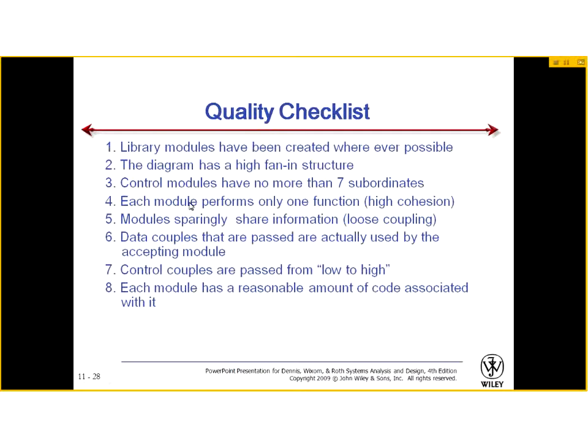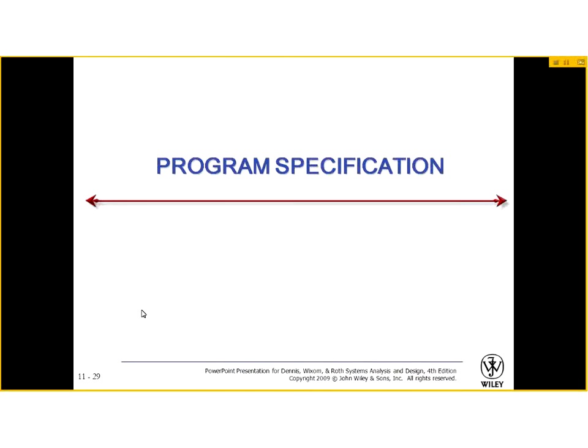Like each module, suppose if you look at number 4, each module performs only one function. It means high cohesion. So we should not keep multiple functions in one module. The functional components should be separated. The control components are passed from low to high. Each module has a reasonable amount of code associated with it. If there is a module which is not doing anything, just a few tasks need to be done, then you can merge those modules. So these are the quality checklists.